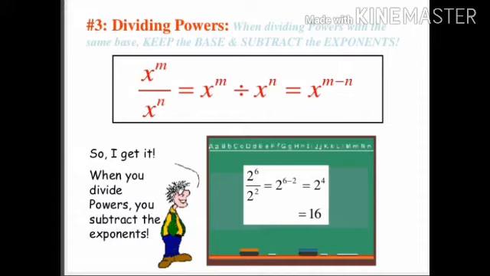For example, 2 power 6 by 2 square, that is called 2 power 6 minus 2. Subtract the powers, 6 minus 2 is 4, that is 2 power 4, which is 16. That means 2 is multiplied by itself 4 times, we get 16.